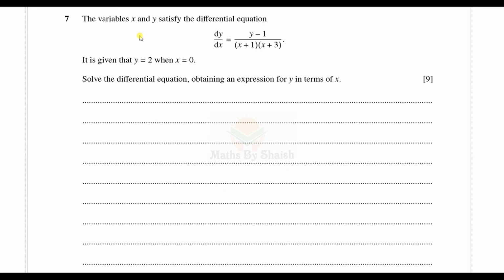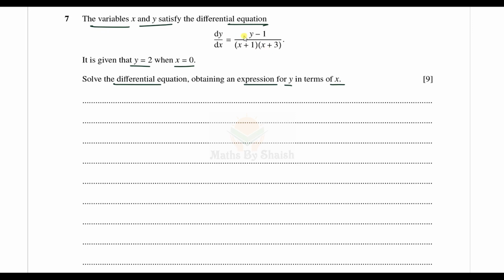Here's question number 7. The variables x and y satisfy the differential equation dy over dx is (y minus 1) upon (x plus 1) into (x plus 3). It is given that y is equal to 2 when x is equal to 0. And the question is to solve the differential equation, obtaining an expression for y in terms of x.